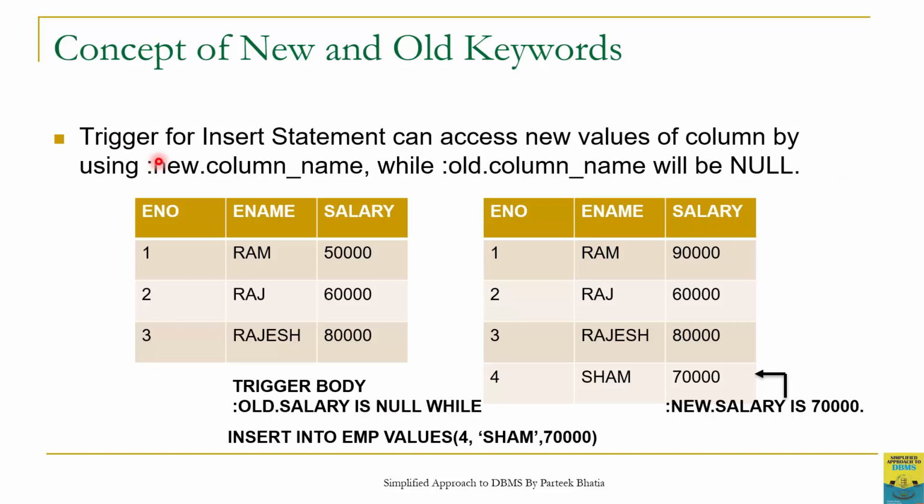So we can conclude that a trigger over insert statement can access only new values of the column by referring "new dot column name", while the old values of the column will be null.